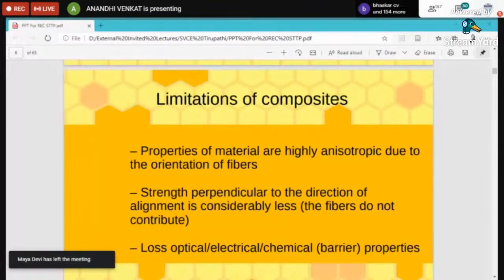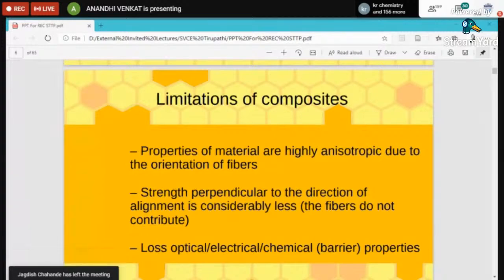Second one is the strength. Strength in the direction perpendicular to the alignment is considerably less. As far as the composite material is concerned, reinforcement is likely to be laid in a plane, and the binder is going to be in another perpendicular direction. So the property in the perpendicular direction and the property along the fiber direction are going to be different. That is the reason the composite material is going to be weak in one of the directions. Which way is it going to be weak? Wherever the reinforcement is not there. So failure initiation is likely to happen easily.